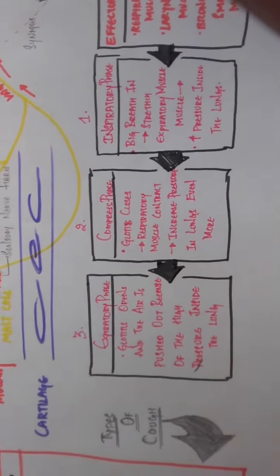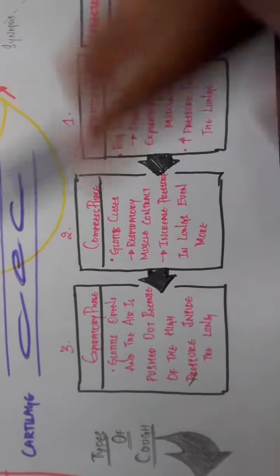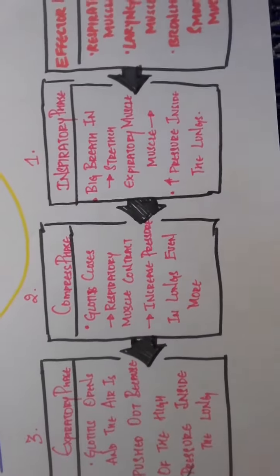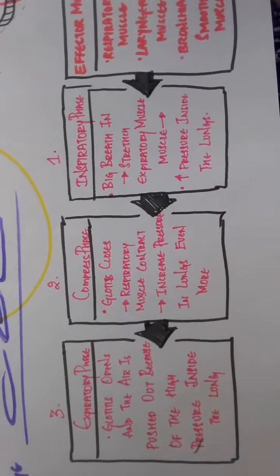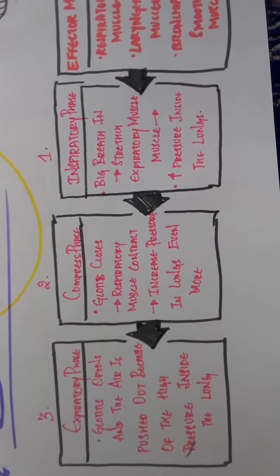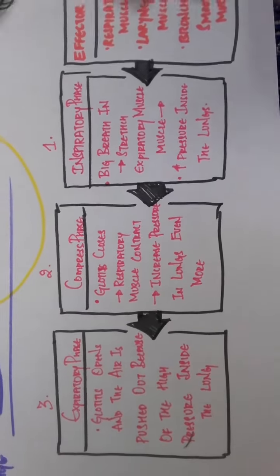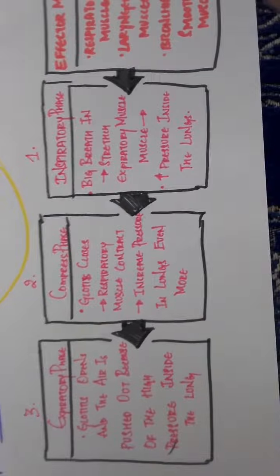It consists of three phases, that is the inspiratory phase, compression phase and the expiratory phase. Now let's get into the first phase, that is the inspiratory phase. In the inspiratory phase, the man will inhale a deep breath, and due to that there is an increase in the stretching, and the expiratory muscles will increase, and there is an increase in the pressure inside the lungs.